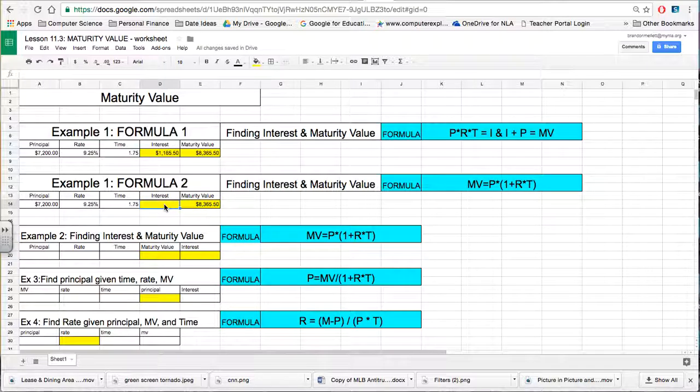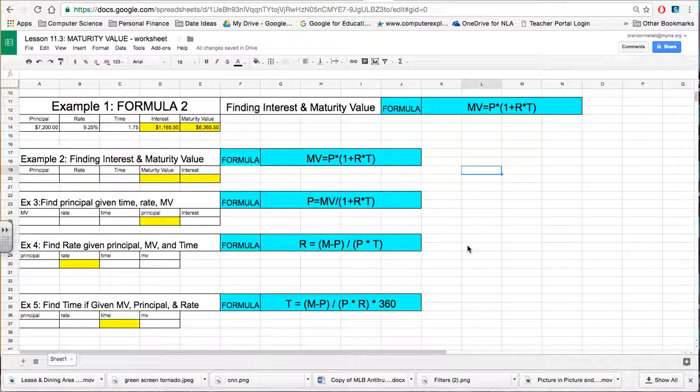Now, if you wanted to find the interest, all you would need to do is take the maturity value minus the principal, and it would be the same amount. It's pretty easy to do. Let's keep moving on. Example 2. In example 2, they want us to use this formula, and here are the numbers that are provided for us. They give us $6,000.